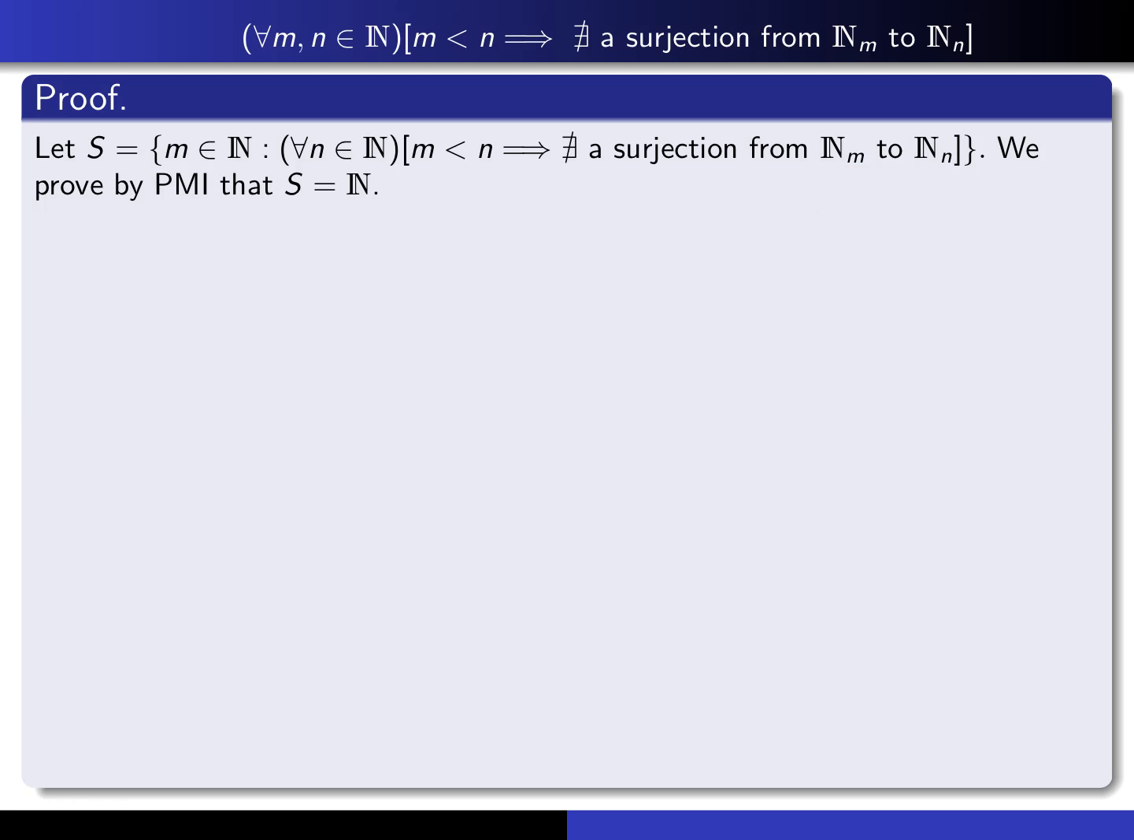So the first step in the proof is to show the basis step, that 1 is an element of S. In other words, we need to show that for all natural numbers n, if n is bigger than 1, then there's no surjection from N sub 1 to N sub n. See if you can write down the proof of that.